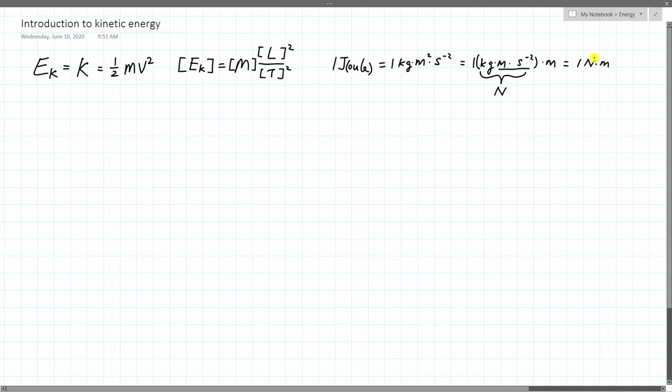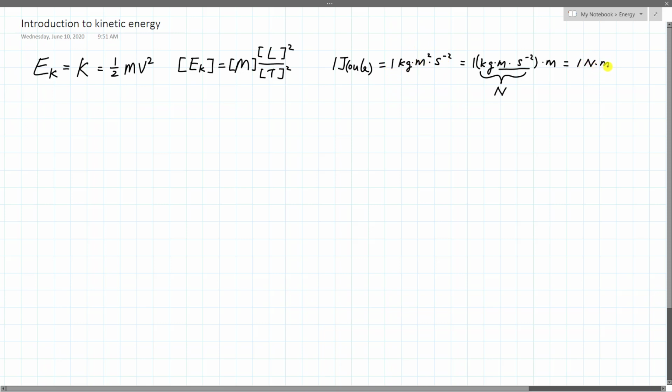Although this is not expressed in the most fundamental units such as the kilogram, meter, and second, which are the only 3 units we're using in all of kinematics and dynamics this semester, because this is all we need. So that is the most fundamental way, but this is easier to remember.